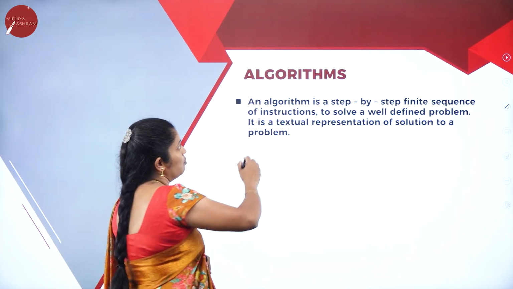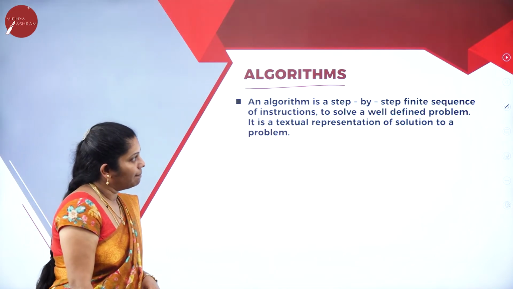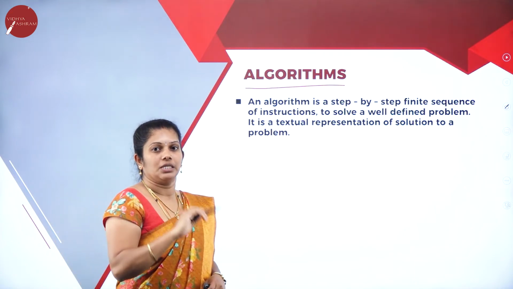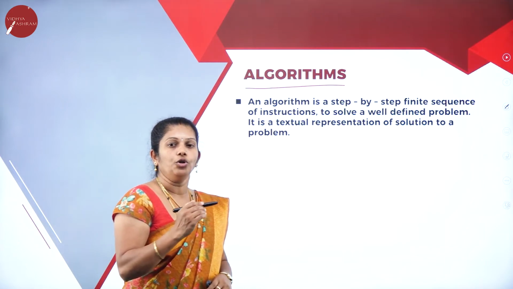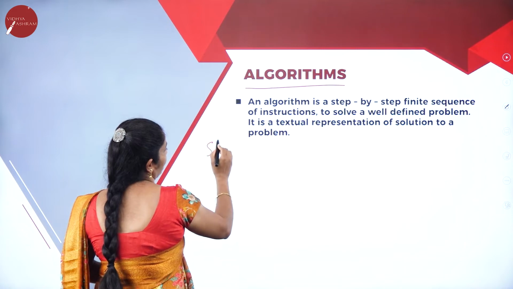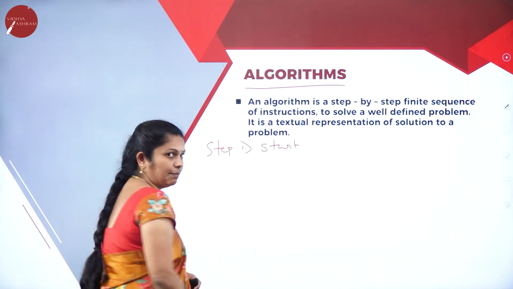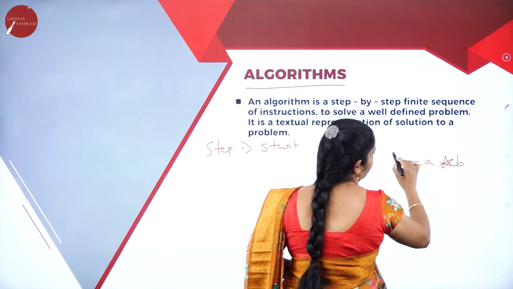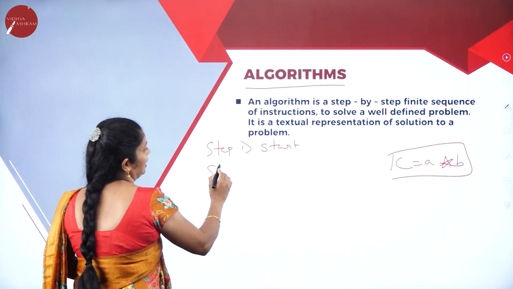And when we come to algorithm, I already told you it is a step-by-step procedure to solve a given problem. For example, if I want to perform multiplication of two numbers, what is the first step? In the first step, I start. The multiplication of two numbers is C equals A into B. Then how do we write the algorithm? In the first step, we start.